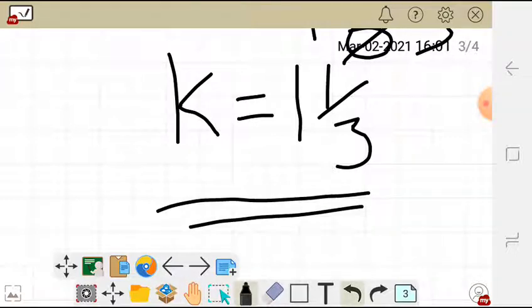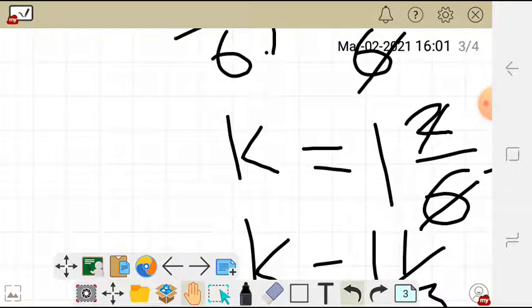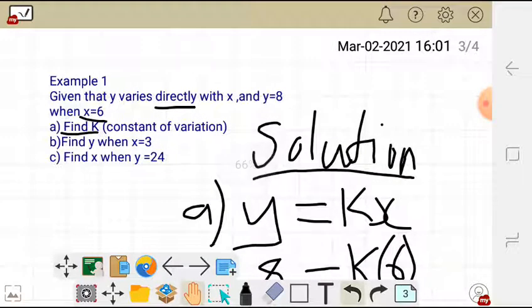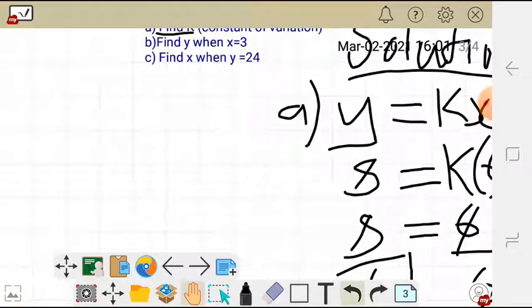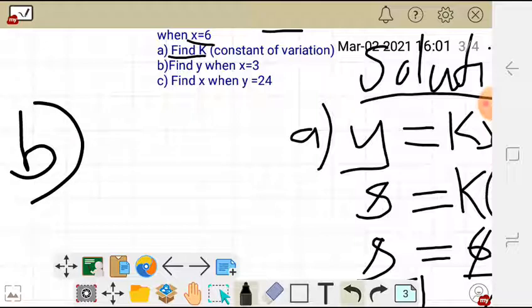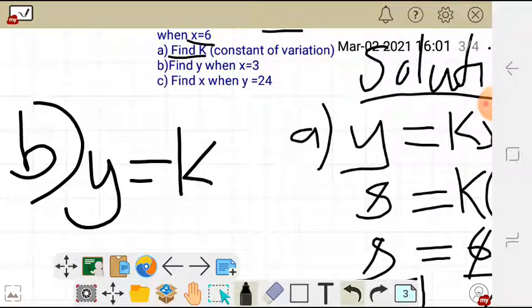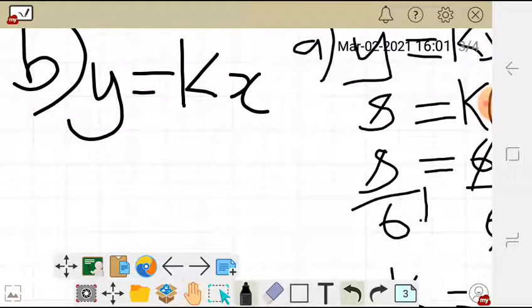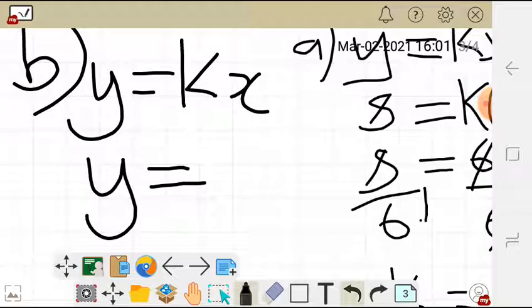Okay, so let's go back and solve the second question. The second question was saying find y when x is equal to 3. So that is B. B says find y when x is equal to 3. Here our y is what we are looking for. So y will be equal to our constant of variation, we already have it, which is 1 and 1 over 3.